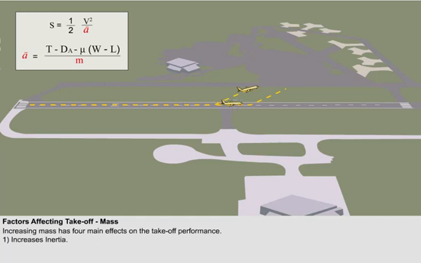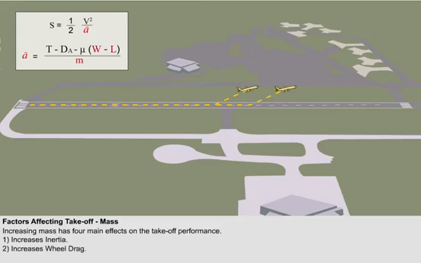Essentially, the heavier the object, the harder it is to accelerate it. This is the effect of inertia. More mass will create more inertia. If the acceleration of the aeroplane is reduced, then the distance required for it to reach a specific speed will increase. Therefore, the takeoff distance will increase.